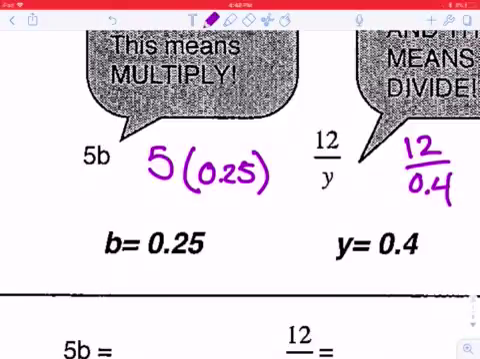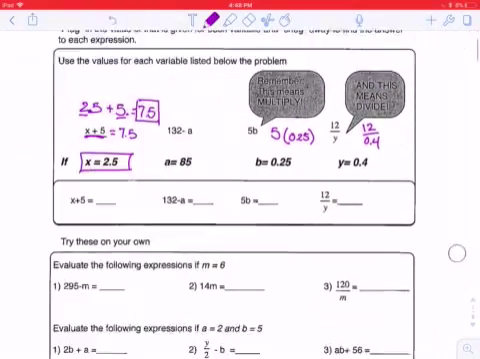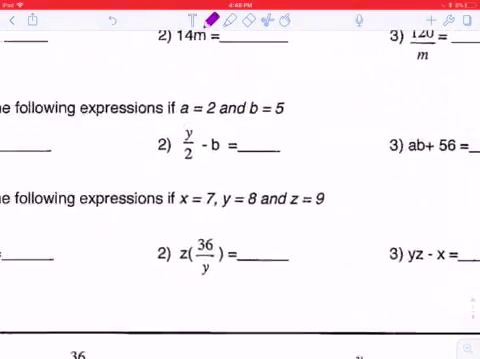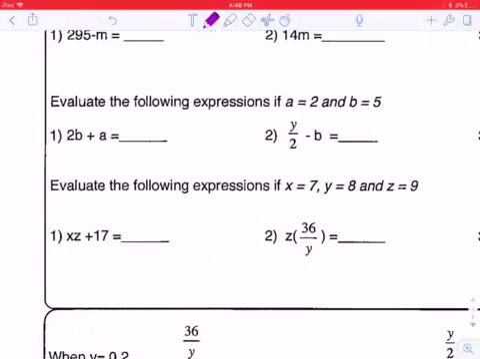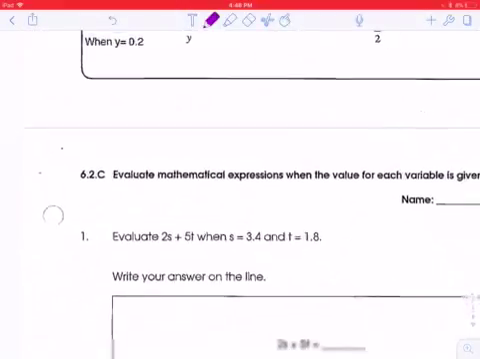Simply substituting. All right? There is a bit of a typo on this first page here. If we scroll down to the middle, it says here, evaluate the following expressions if a is 2 and b is 5. But in number 2, we see that there's a b, but there's no a. And then there's a y. We don't know what y is. That's the typo. This should be the letter a. A divided by 2 minus b. So if we plug these in, we'd end up with something like 2 divided by 2 minus 5. Okay? Great.